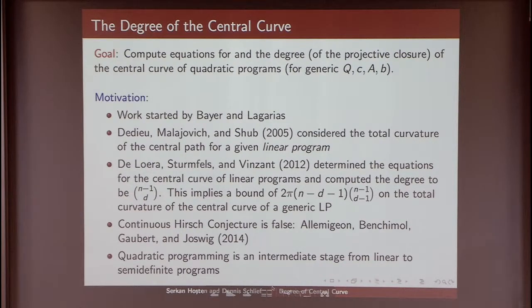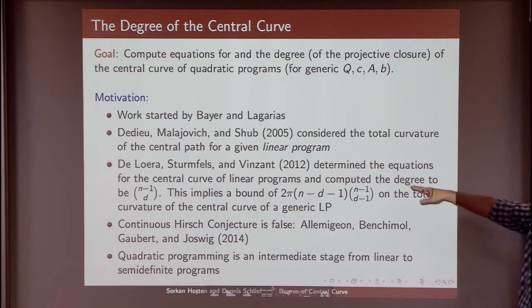Their idea was that the total curvature can be computed by looking at the arc length of the corresponding Gauss curve. You look at the unit tangent vectors to the curve, you plot them on the unit sphere, and you compute the arc length. And that arc length can be bounded by data coming from the central curve itself, including the degree.